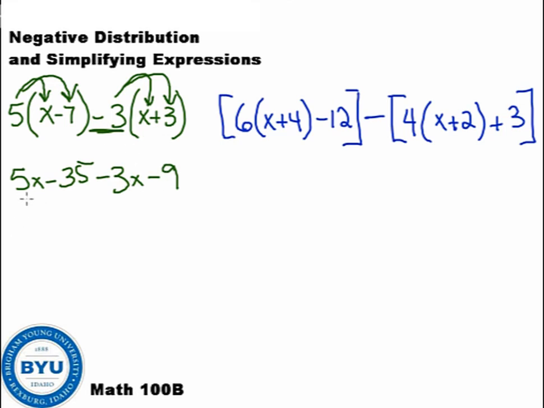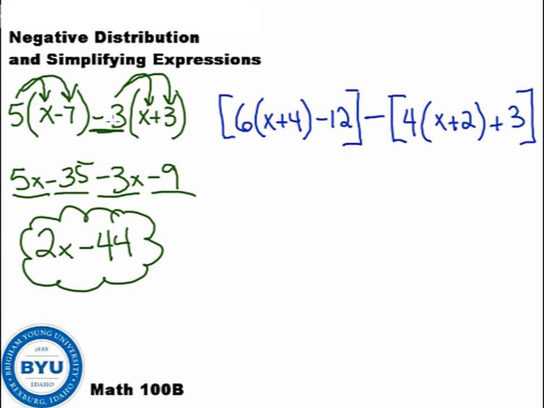We then can combine the like terms. I've got 5x minus 3x. Well, that's just 2x. And negative 35 minus 9. Don't forget, you can use a calculator if you need to, but this is negative minus a positive, so you're going to be more negative, which would be negative 44. Good. Let's try this last one here, this one in blue.